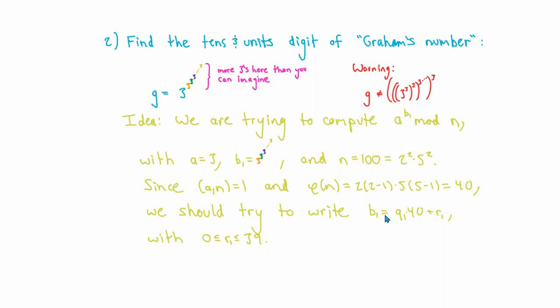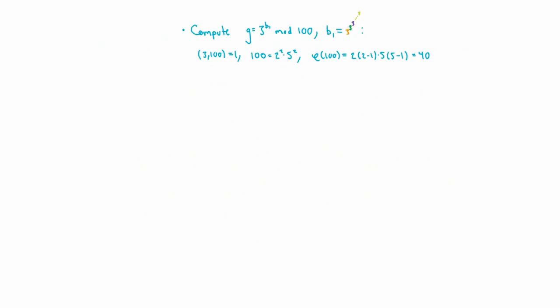So the first step here is to try to figure out what the exponent b1 is modulo 40, and we'd like the answer to be a residue class R1 from 0 to 39. Well, now that we can sort of see the path forward, let's reorganize the information to make it clear what we're trying to do. We want to compute Graham's number modulo 100, and we observe that since 3 and 100 are relatively prime, and the Euler phi function of 100 is 40, we should try to compute the exponent b1 modulo 40. Well, the exponent b1 is 3 to a power tower of 3's, which we're going to call b2.